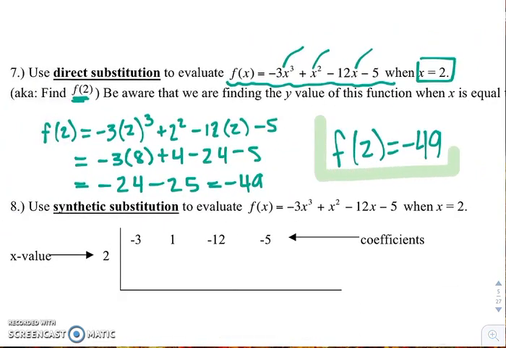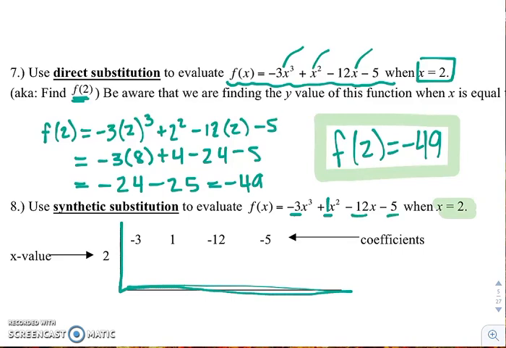So I'm going to show you guys a new method. The x value that you're substituting in, so we substituted in 2, goes on the outside of this L-shaped box here. So the value you're dividing by always goes on the outside. Then you take the coefficients, this is really a 1, in front, and your constant through your whole equation.